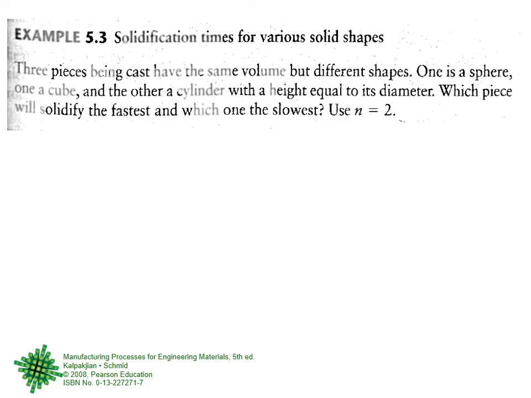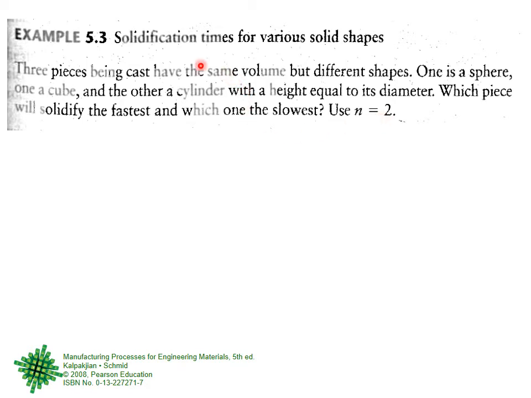We'll start with an example. Three pieces being cast have the same volume but different shapes. One is a sphere, one a cube, and the other a cylinder with a height equal to its diameter. Which piece will solidify the fastest and which one the slowest? Use n is equal to 2.